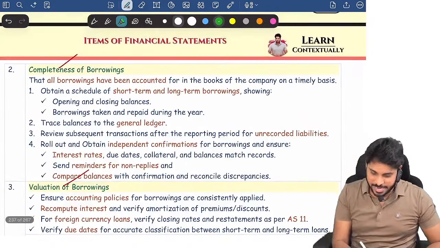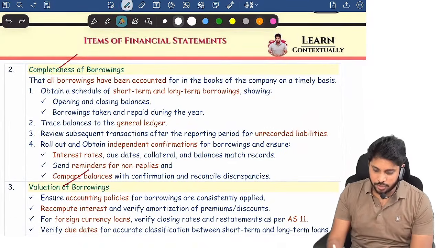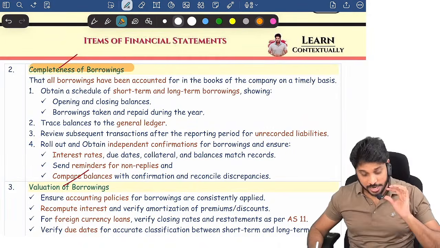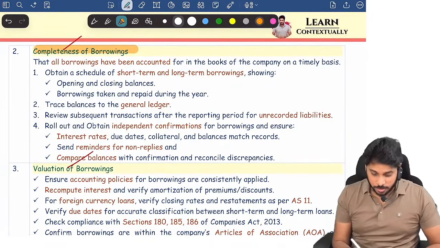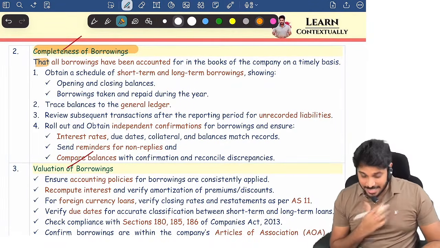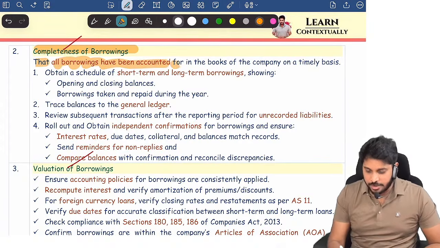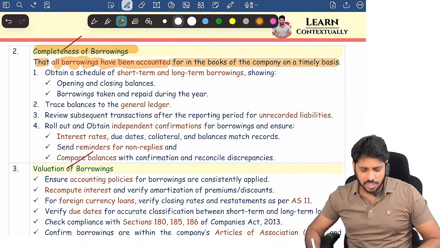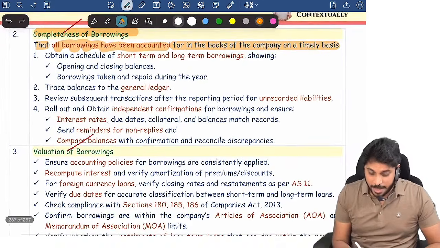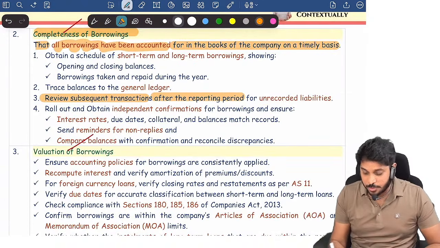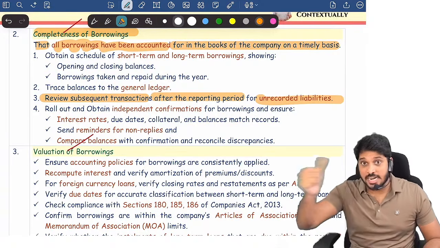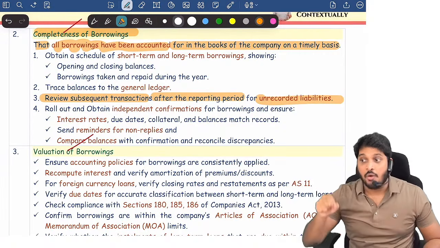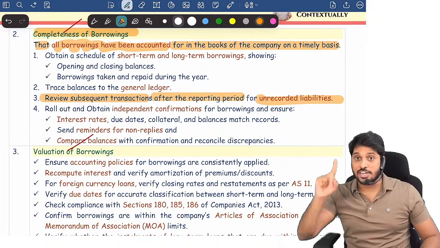Then completeness. The second point that I will have to check is completeness of the borrowing, whether all the borrowings are completely accounted or not. The auditor has to get evidence that all the borrowings have been accounted for in the books. How do I know? I will see subsequent transactions after the reporting period for unrecorded liability. After 31st March is over, suddenly in April a new loan is recorded. You should check when the loan was actually received.